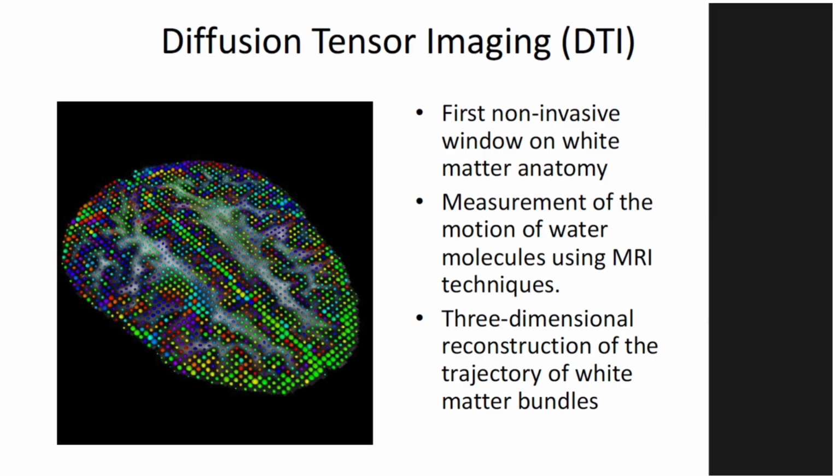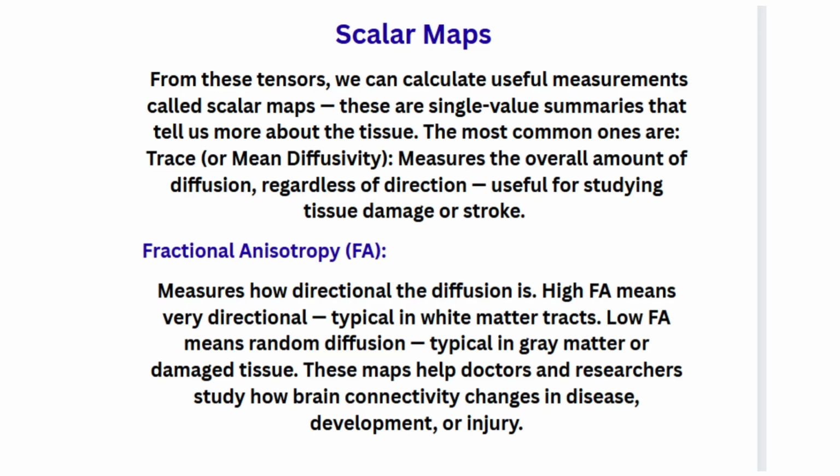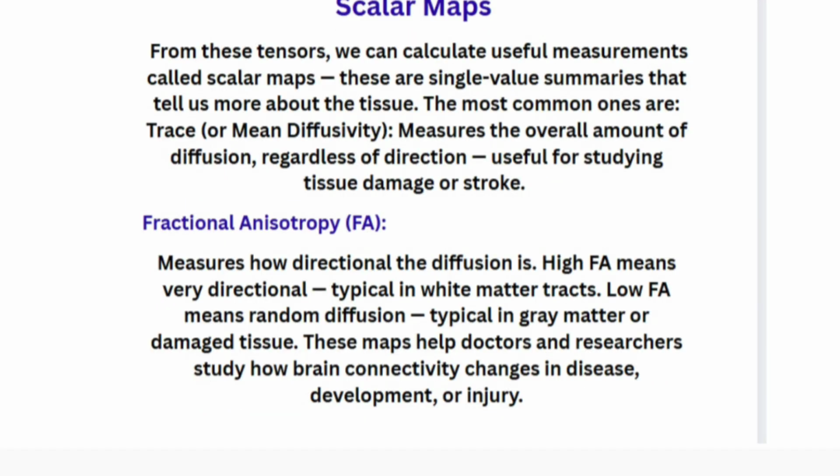So, scalar maps. From these tensors, we can calculate useful measurements called scalar maps. These are single-value summaries that tell us more about the tissue. The most common ones are trace, or mean diffusivity, which measures the overall amount of diffusion, regardless of direction, useful for studying tissue damage or stroke.